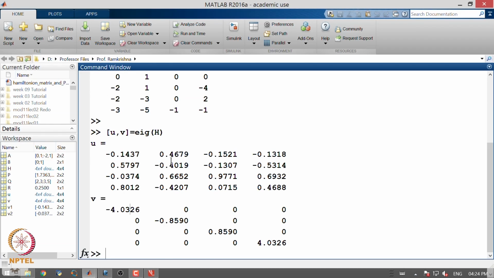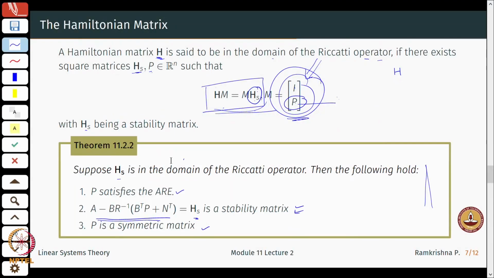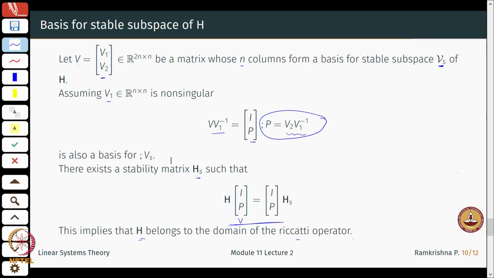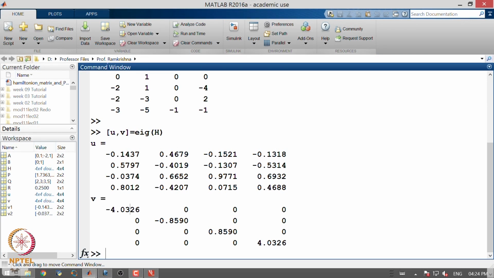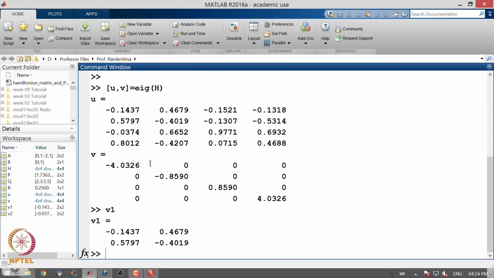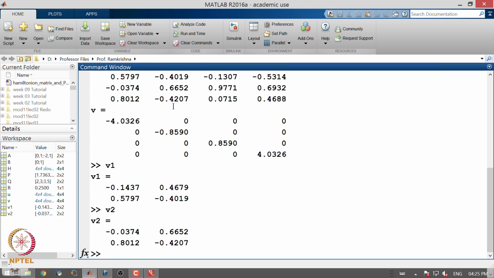What is that? From the slides, I am just constructing these things. The first 2 columns, of dimension R 2n cross n. In our case, it will be R 4 cross 2. So the first 2 columns, and then I split those first 2 columns as V1, which is 2 cross 2, and V2, which is 2 cross 2. So V1 will be the first elements of U, just the first rows here. Similarly, I have V2, which is like these elements 0.03, the last rows of the first 2 columns. Okay.